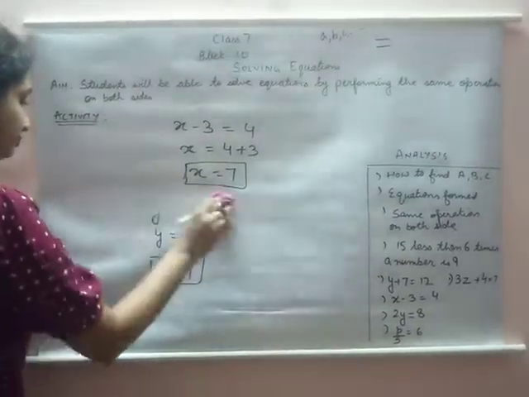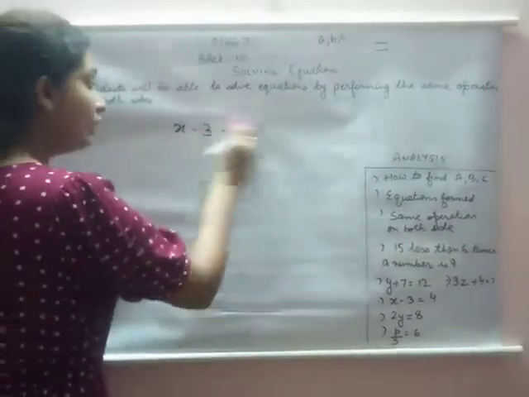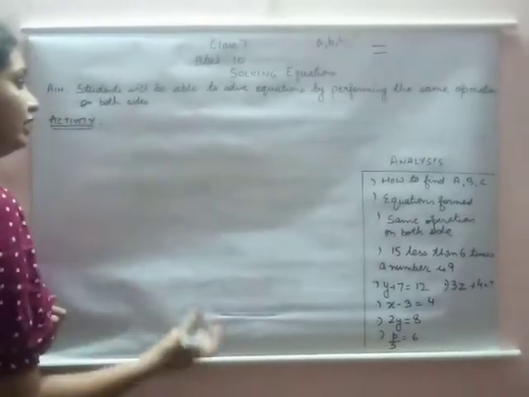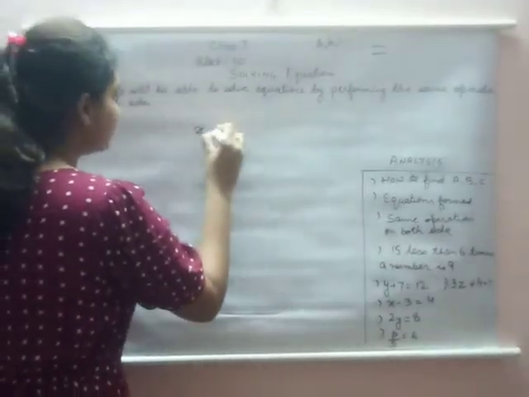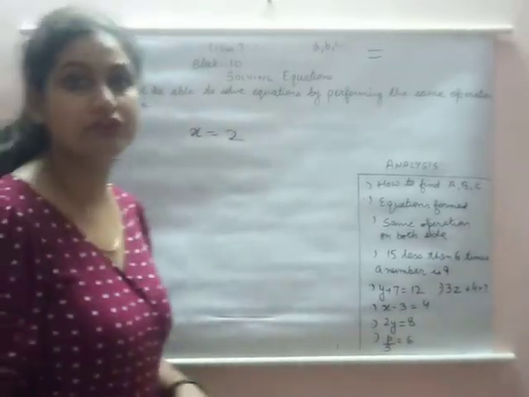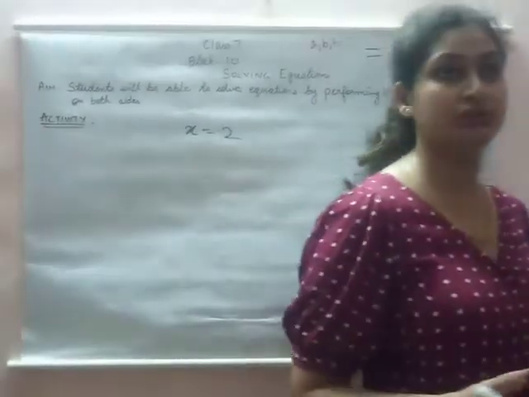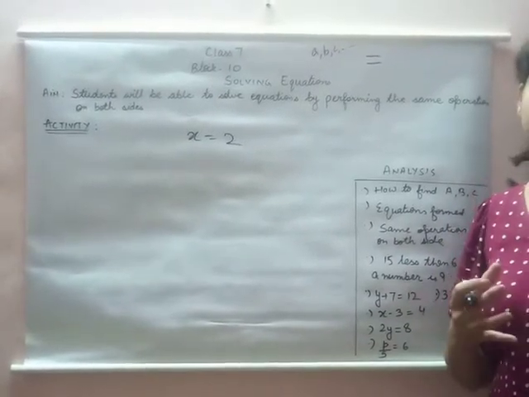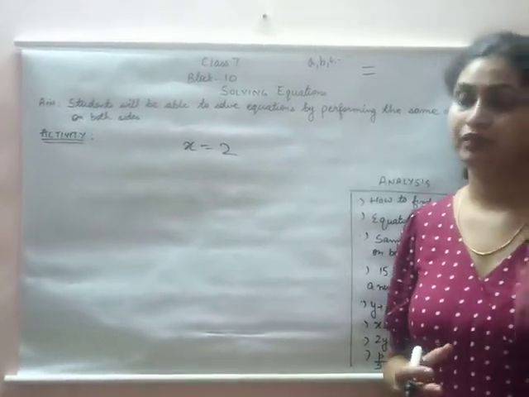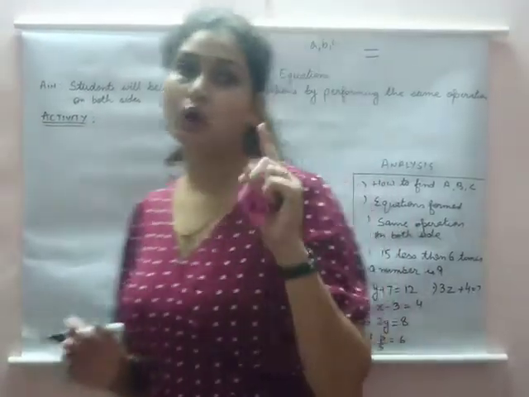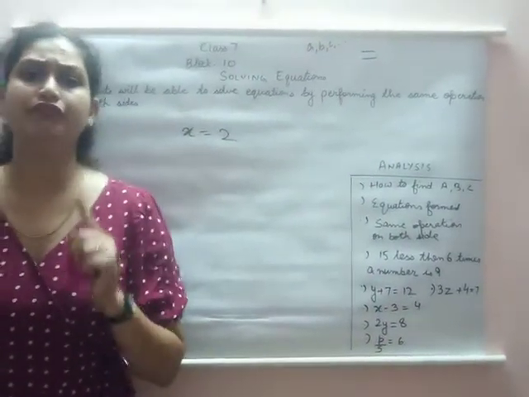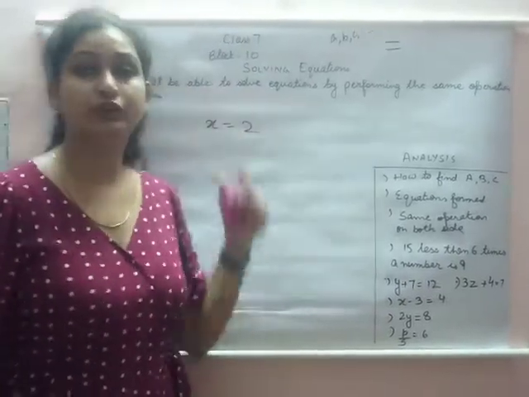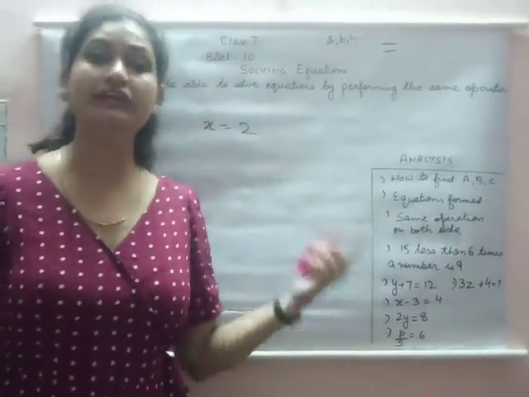Now, what if I have to create a word problem? What if I have to frame an equation with a solution? Suppose x equals 2 is already given to me. If I have to frame the equation, what can I do over here? I can use the same operation on both sides. Keep in your mind, every equation has only one solution. But from one solution, you can frame countless equations.